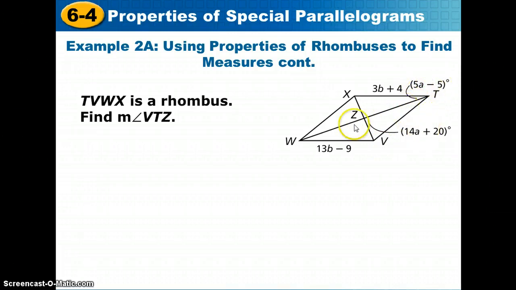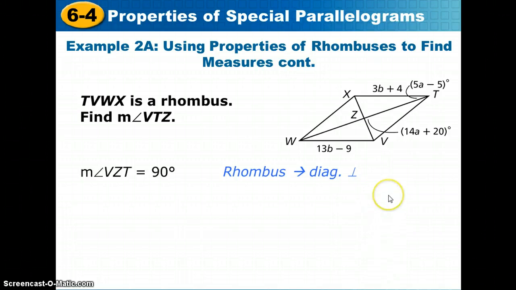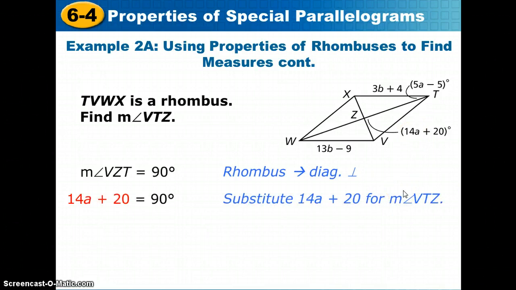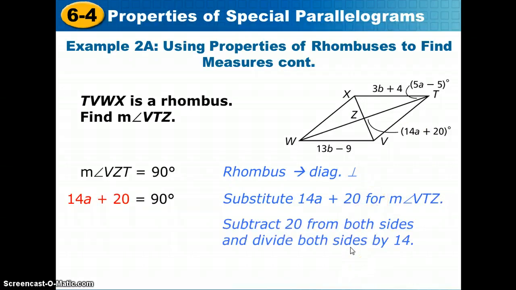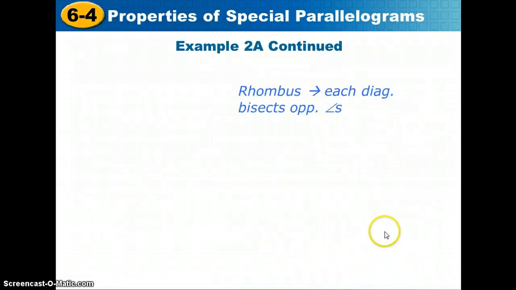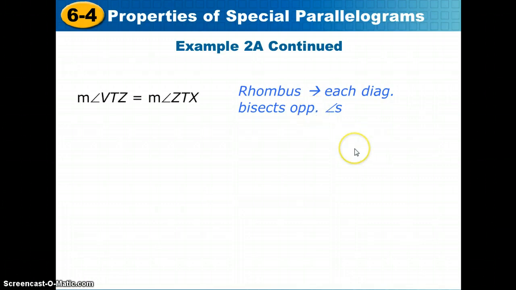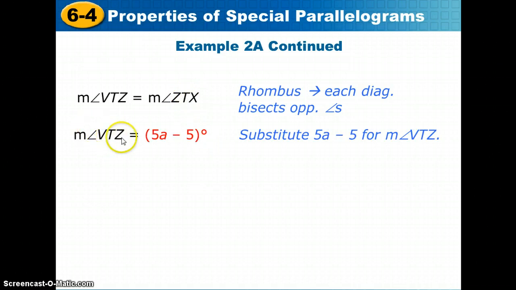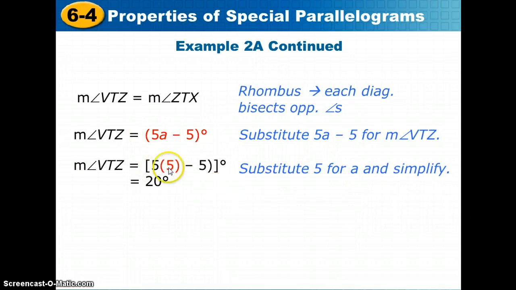So to find the value of a, we need to remember that this is a right angle formed by the diagonals. Because it's a rhombus, the diagonals are perpendicular. That means VZT is 90 degrees. So I can substitute the values that I know, 4a plus 20 equals 90, and solve for a. If we subtract 20 from both sides and divide both sides by 14, a is 5. Now we're going to take that value and remember that each diagonal bisects a pair of opposite angles. So VTZ and ZTX are equal. So VTZ is 5a minus 5. We can substitute 5 for the value of a. 5 times 5 is 25, minus 5 is 20 degrees.